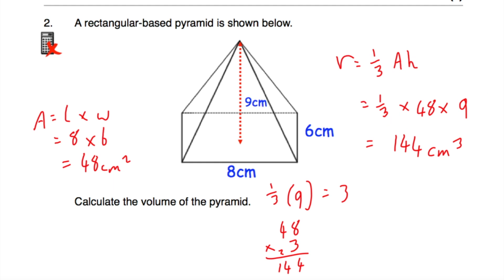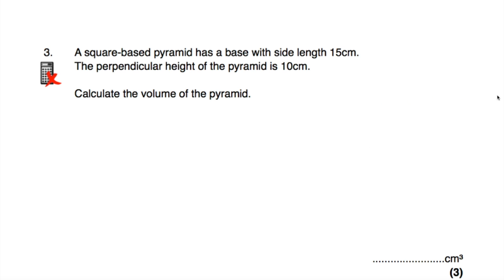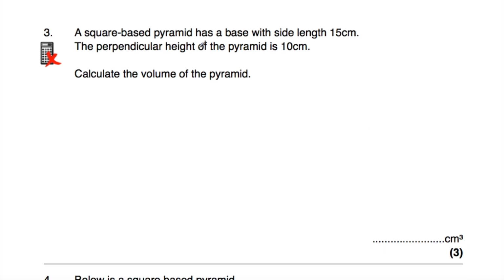Okay, let's look at our next question, question number 3. It says a square base pyramid has a base with a side length of 15 centimeters. Because it's a square base pyramid, the length and the width of the base are both 15 centimeters. And the perpendicular height of the pyramid is 10 centimeters, so the height from the base up to the highest point is 10 centimeters. We've been asked to calculate the volume of the pyramid.